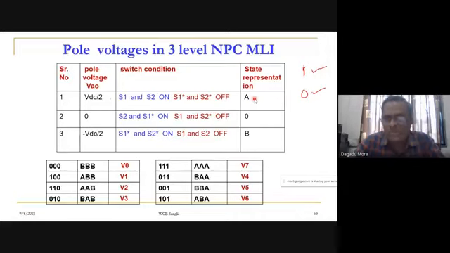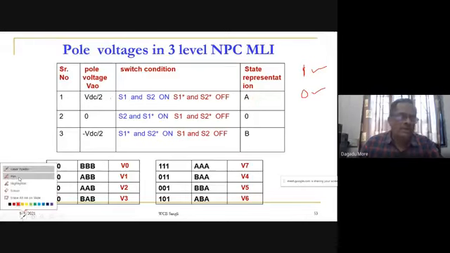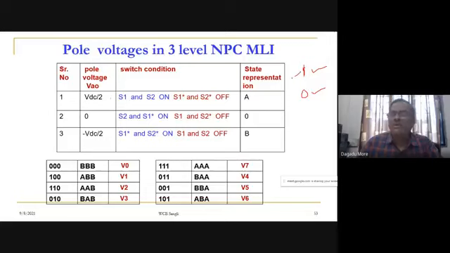A, O, B. And here, what is the correspondence, particularly with two level? In a two level, 1 will correspond to A. So whatever is 1 in case of two level will be represented as A, and 0 in case of two level is represented as B.